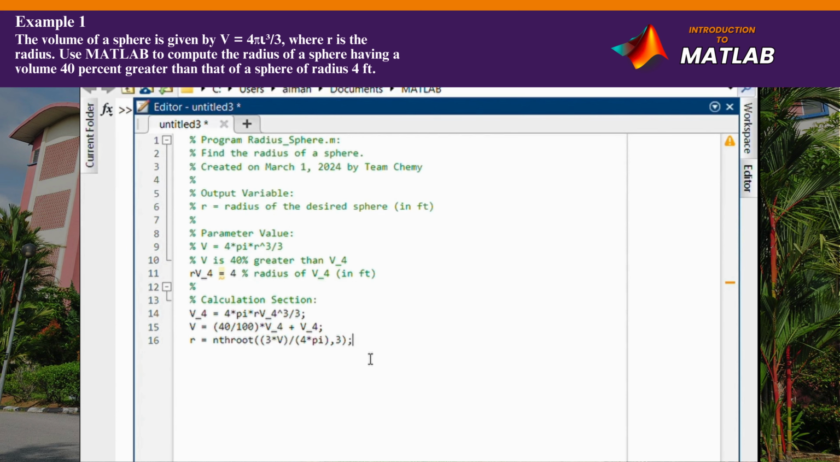Oh, one more thing. Remember to put the semicolon symbol after each of your calculations. It is to hide the calculation works and produce the desired final answer only.